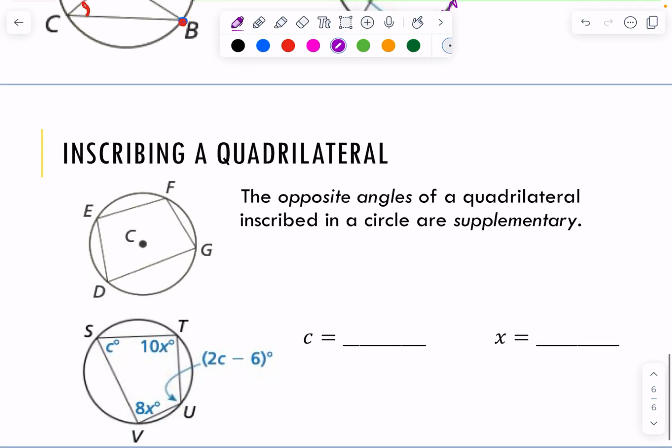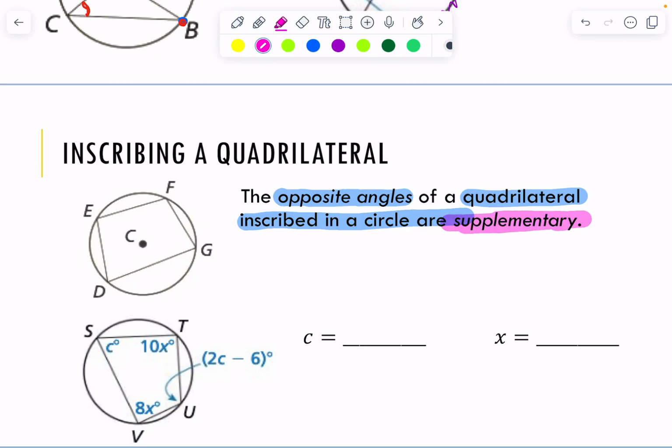Okay, last one here. We have inscribing a quadrilateral. Remember, a quadrilateral is simply a four-sided polygon. Okay, so inscribing a quadrilateral, the opposite angles of a quadrilateral inscribed in a circle are supplementary, meaning they add to equal 180 degrees.